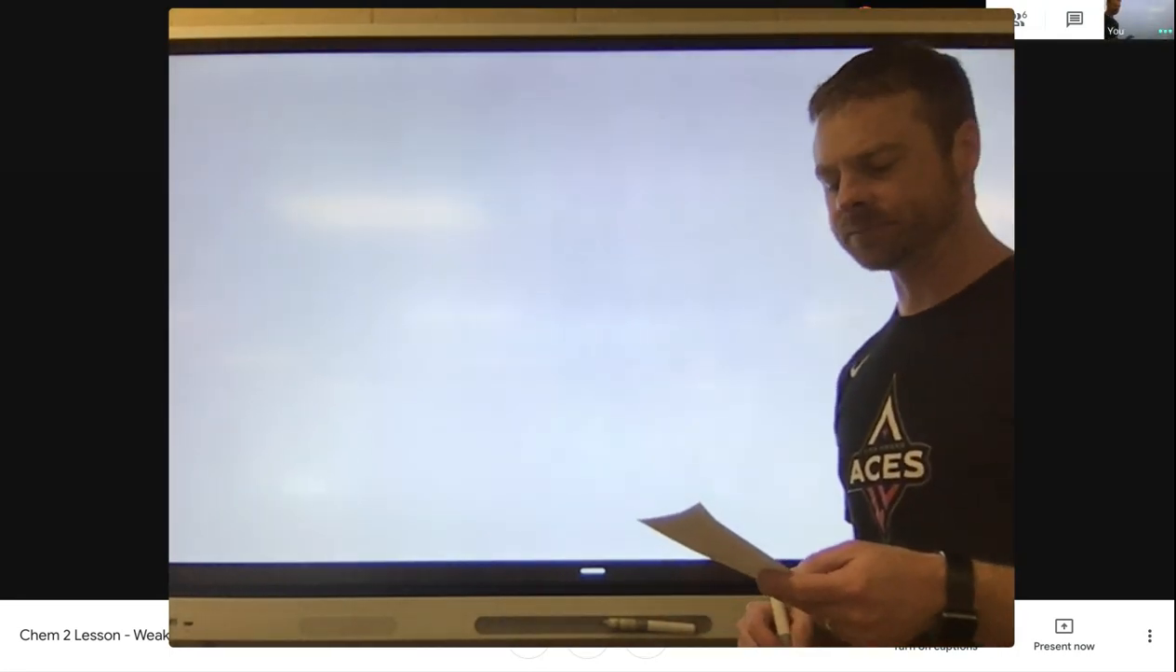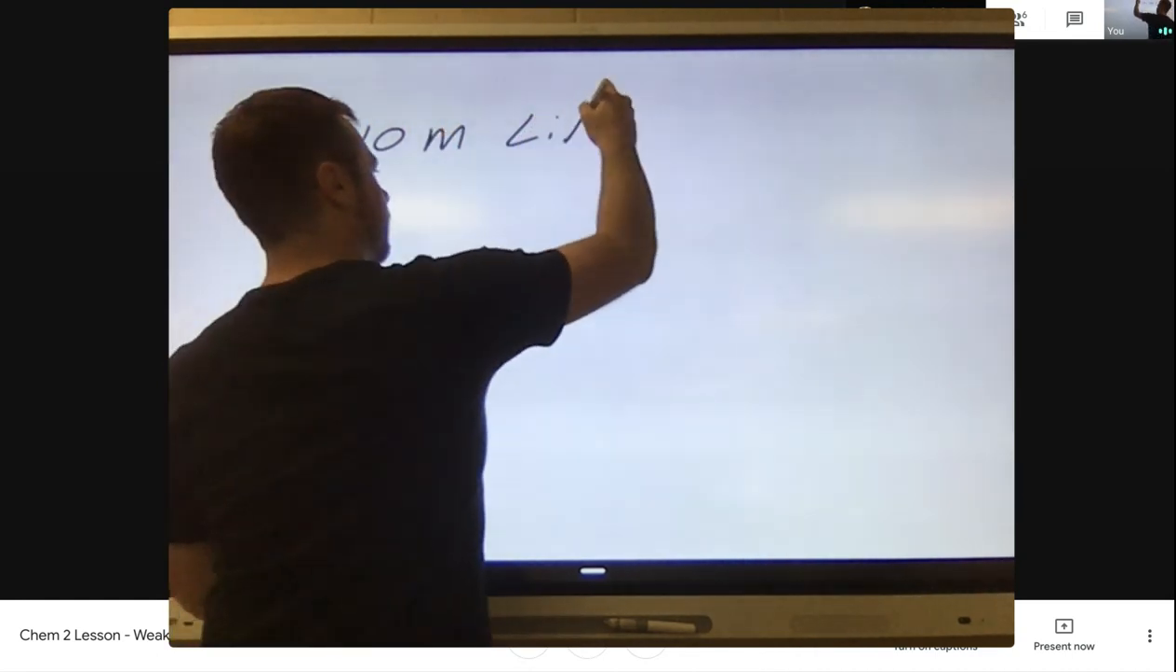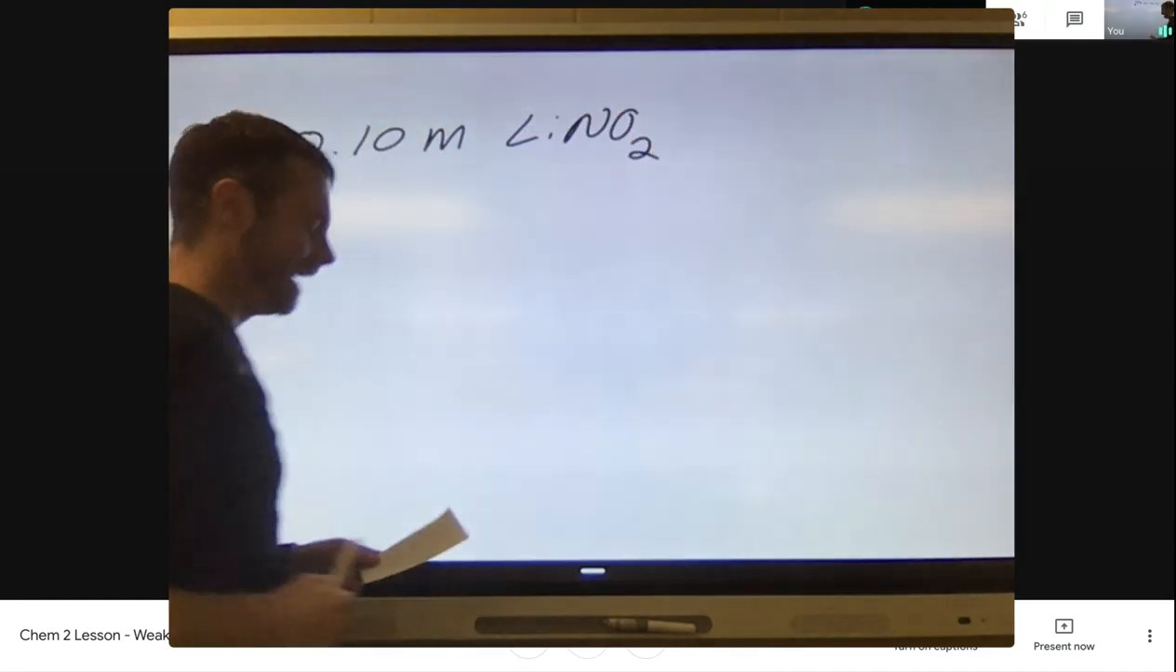But what we're going to look at here, and I'll just list these individually, is our goal is to find the pH of, let's just do this guy first. We have LiNO2.